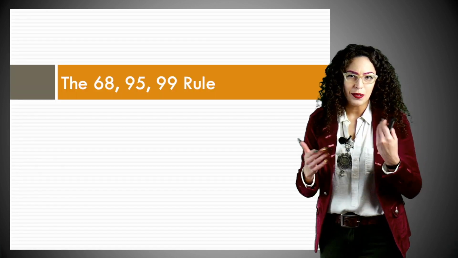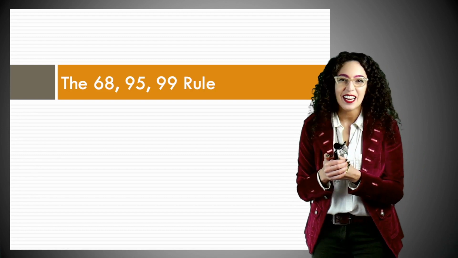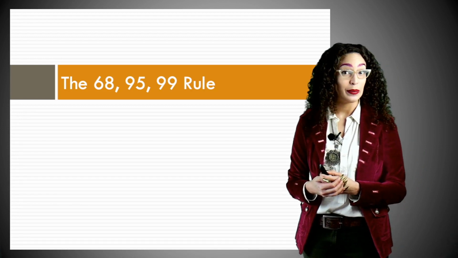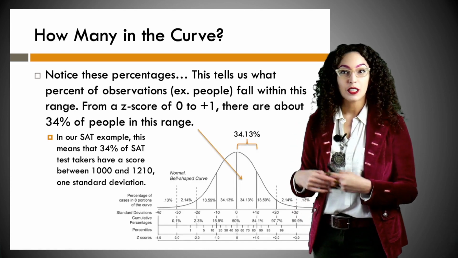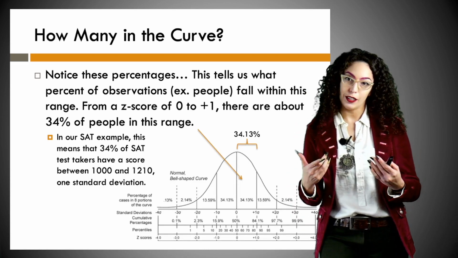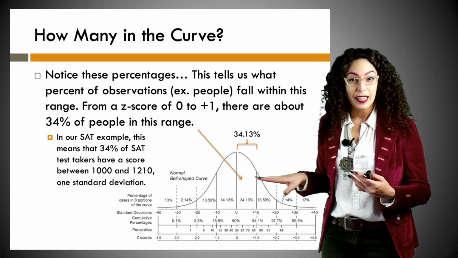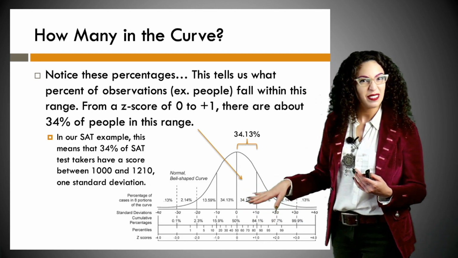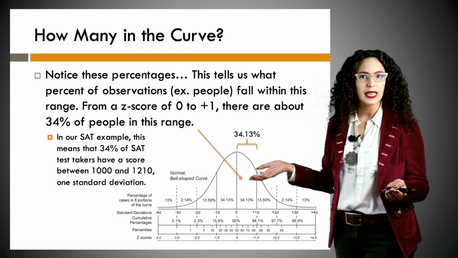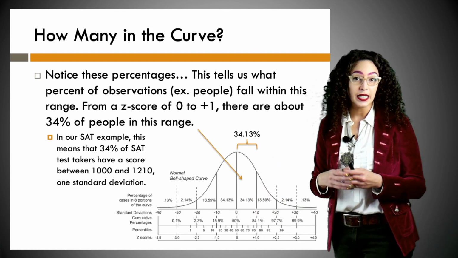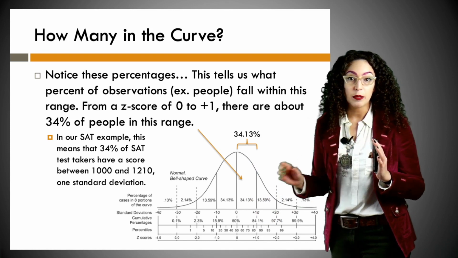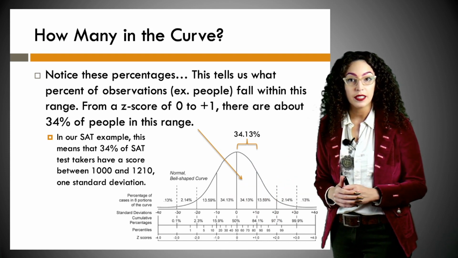All right, we've arrived to our 68, 95, 99 rule. What on earth does that mean? Let's find out. So how many in the curve? If we look at this, there are even more numbers in here that I've been ignoring. We have this 34.13 thing. What on earth is that? That is the proportion of people, the percentage of people that are between 0 and 1 standard deviations.